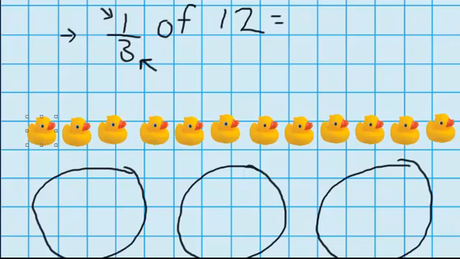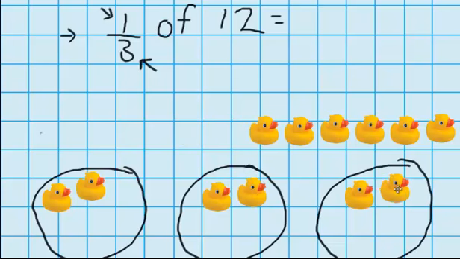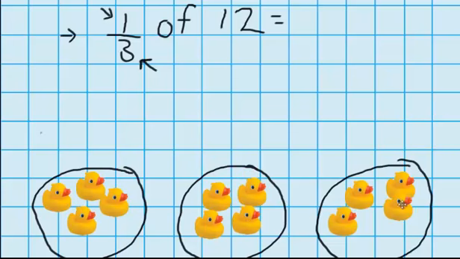So to answer this question, I'm going to have to share out my rubber duckies one at a time between the 3 groups. So I'm putting this in group 1, this one in group 2, this one in group 3, this one in group 1, this one in group 2, and this one in group 3. And I'm going to keep sharing all the rubber duckies out like that until I have no more rubber duckies left. So you can see I've shared out all the rubber duckies. And now it's easy to see how many are in each group. There are 4 rubber duckies in each group, so 1/3 of 12 equals 4.